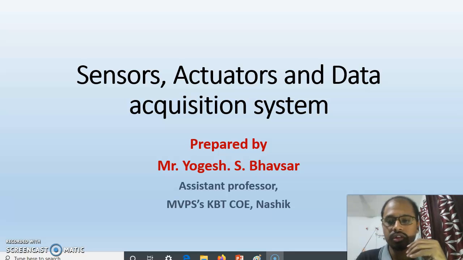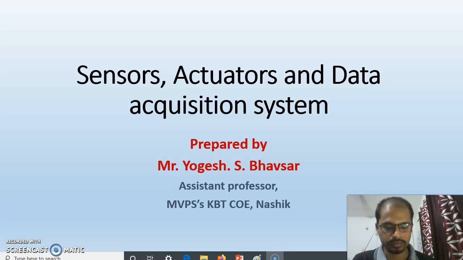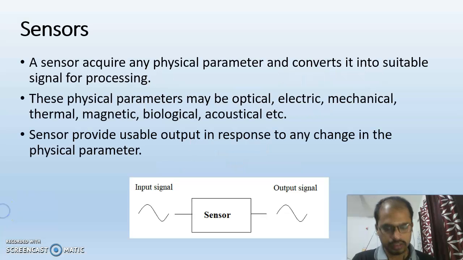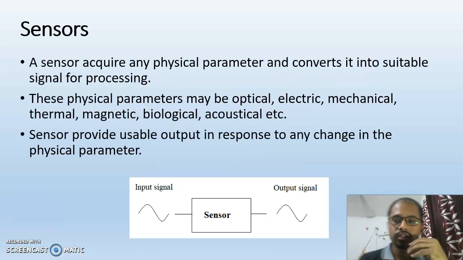So let us learn what is sensors, actuators and data acquisition system. Sensors acquire any physical parameters and convert it into suitable signals for processing. So very easy, the sensors measure a physical parameter.